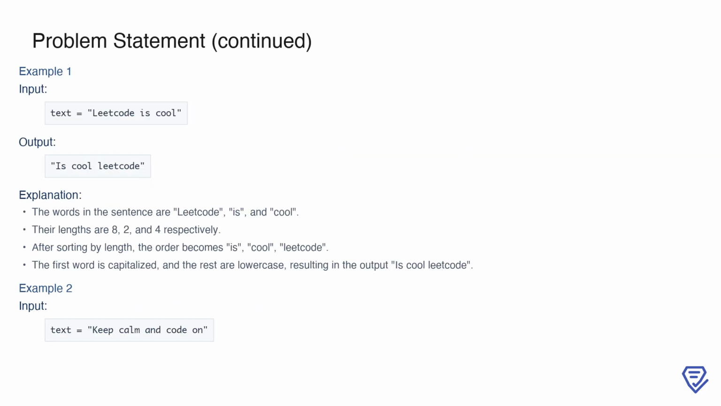Consider the first example, where the input sentence is "LeetCode is cool". The words in this sentence are LeetCode, is, and cool, and their respective lengths are 8, 2, and 4. To rearrange them, we first sort the words by their lengths in ascending order. This gives us the order is, cool, and LeetCode. According to the rules, the first word in the rearranged sentence should be capitalized, and the rest should be lowercase. So, the final output is "Is cool leetcode". This example demonstrates how the words are reordered based on their lengths while adhering to the capitalization requirements.